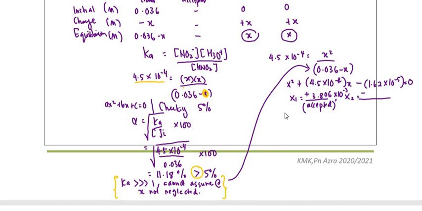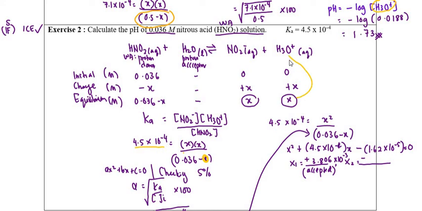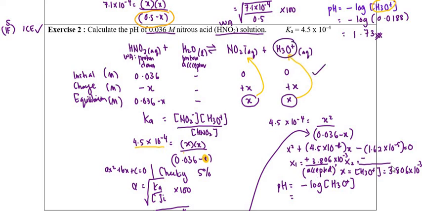Okay, so bila dah dapat nilai X, kita tahu X ini adalah merujuk kepada concentration H3O+, juga merujuk kepada concentration NO2-. Tetapi since kita nak cari pH, berdasarkan formula pH, negative log concentration H3O+. So X ini kita kena rujuk kepada concentration H3O+ equals to 3.806 eksponen negatif 3. So pH ini bergantung kepada concentration H3O+. That's why saya hanya ambil yang ini saja. Okay, so negative log 3.806 eksponen negatif 3. So we become 2.42. This is your answer for pH.